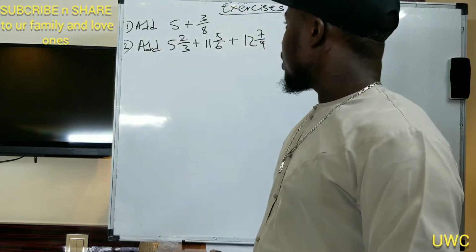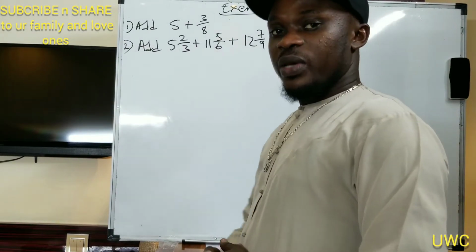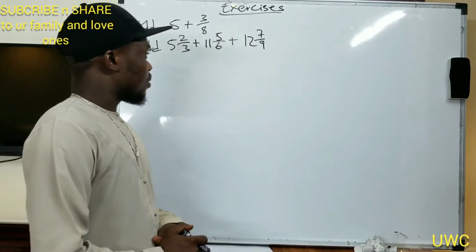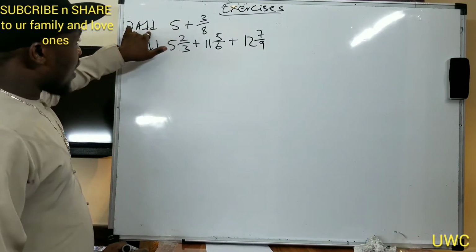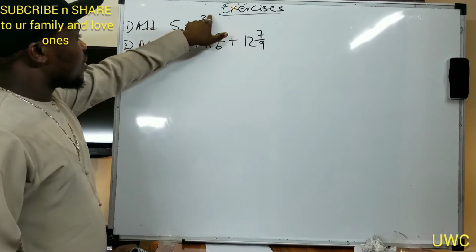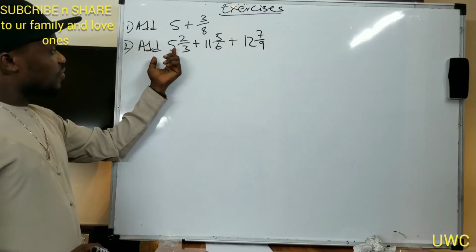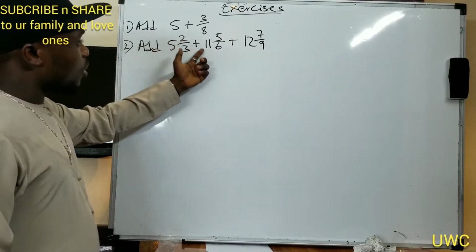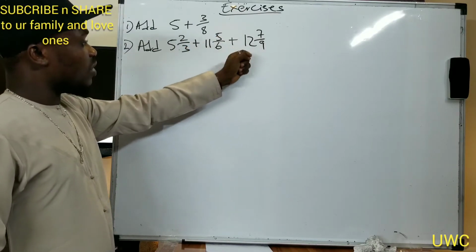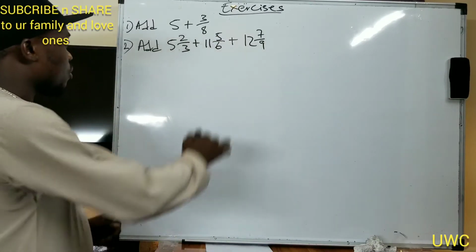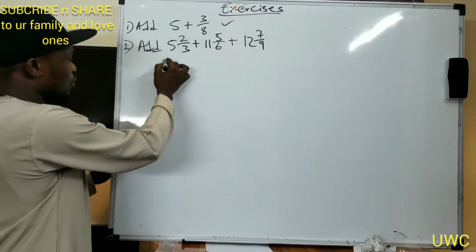Today we shall be solving the exercise of the previous class. Please pay attention. Add 5 plus 3 over 8. And the second one is add 5 whole number 2 over 3 plus 11 whole number 5 over 6 plus 12 whole number 7 over 9. So we'll take the one after the other. Solution.